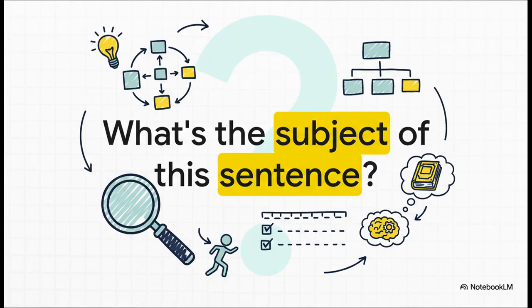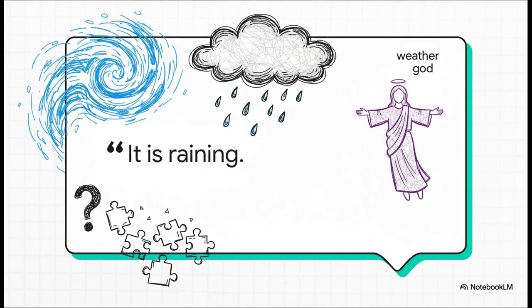I want you to look at this next sentence, and using that classic old school rule, the doer of the action, try to find the subject. You ready? So who or what is the subject? It's it, right? But hold on a second. What is it actually doing? I mean, is it a cloud, the sky, some kind of weather god? Suddenly, that simple definition just kind of falls apart, doesn't it?